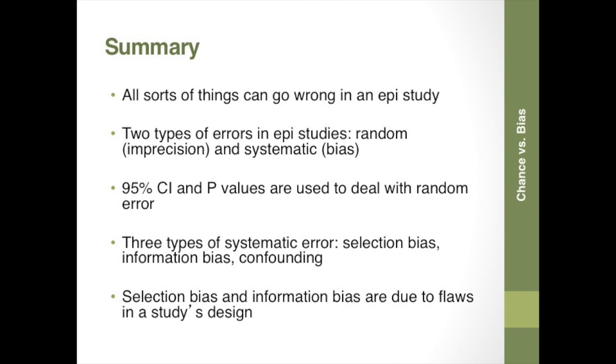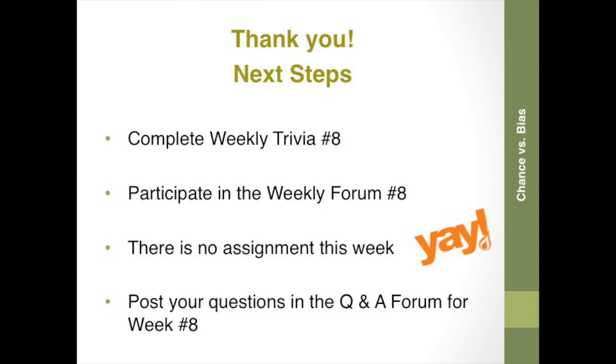The main conclusions of this lecture are all sorts of things can go wrong in an EPI study. The two types of errors in EPI studies are random error and bias. 95% confidence intervals and p-values help to deal with random error. There are three types of systematic error: selection bias, information bias, and confounding. And finally, selection bias and information bias are due to flaws in a study design. This is the end of our lecture.